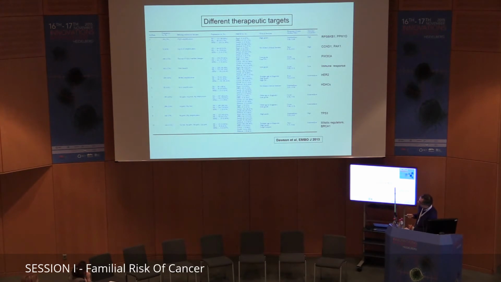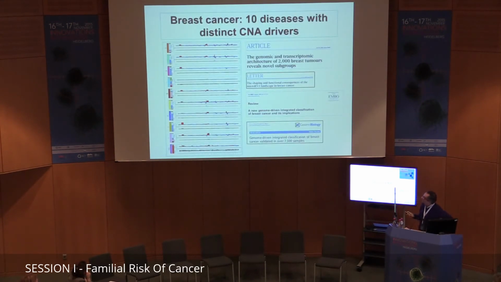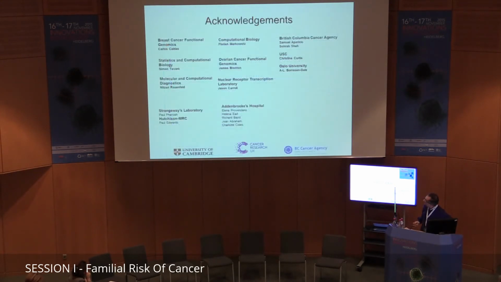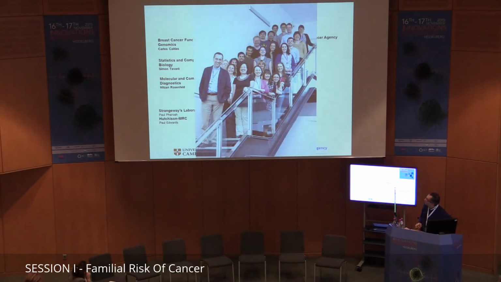There are different drivers here, but what I hope to have convinced you is that we really need to start thinking of breast cancer as 10 diseases with distinct copy number aberration drivers and different profiles of mutations. These are the relevant papers. These are the people that have done the work, a lot of it in collaboration with Sam Aparicio at the British Columbia Cancer Agency. And I talk, and they seem to be smiling, and I do most of the work. Thank you.